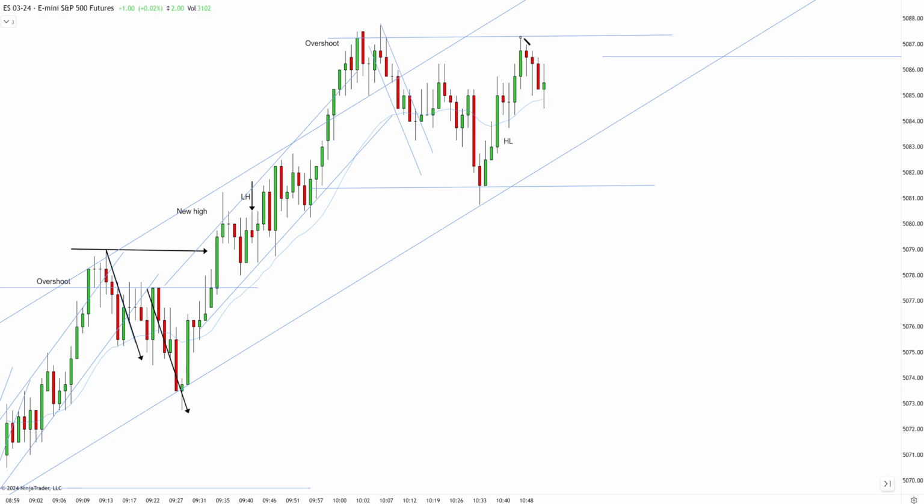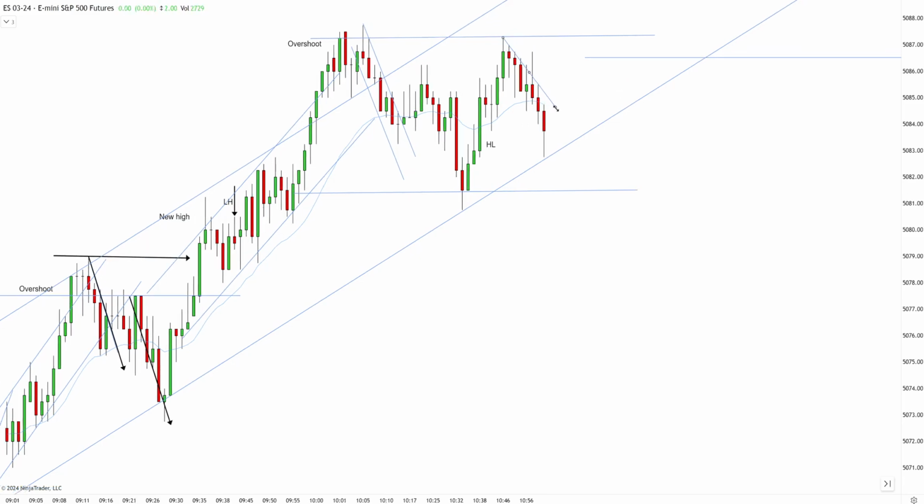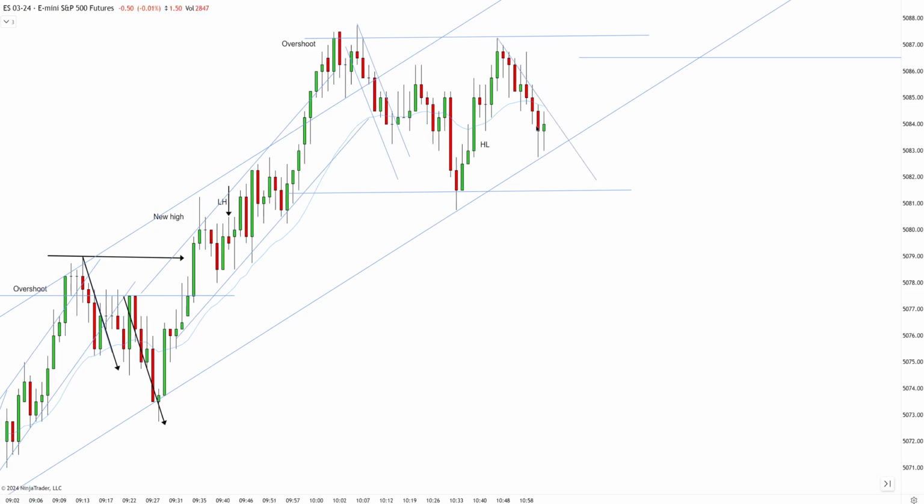I cannot go long here. We had overshoot. We're in the middle of the trend range. We're just gonna be patient. Notice I keep drawing these shortened channels down. I cannot go long as this downtrend is in play.